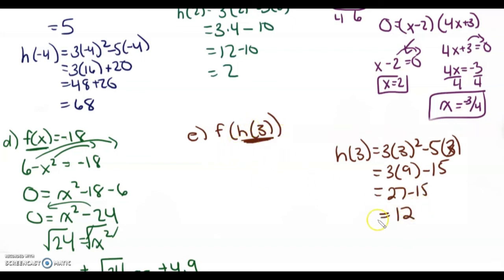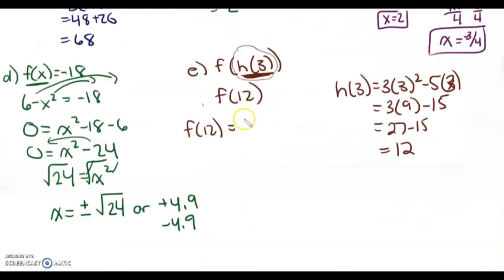Okay. In other words, we can sub in for h at 3, f at 12. Now we're solving for f at 12. So we have f at 12 equals 6 minus x squared. Okay, 6 minus 12 squared. So 6 minus 144. I get negative 138, I believe. Yep.